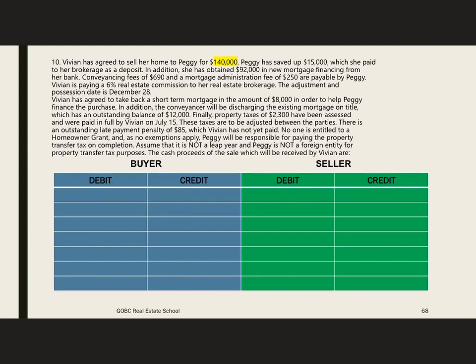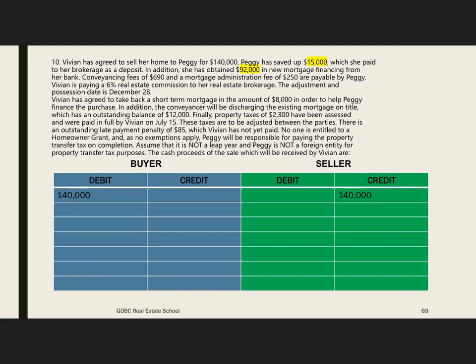Okay, a little bit longer of a question. So this is where they get a little bit more detailed. Not really more complicated, just a little bit more detailed. Okay, so let's go. $140,000 purchase price, so debit the buyer, credit the seller.